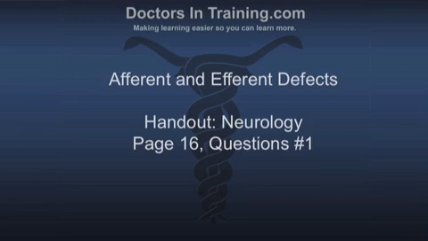The Marcus Gunn pupil is referred to as an afferent nerve defect. So let's talk about your afferent nerve defects and your efferent nerve defects. These are your handouts. Page 16 of your neurology handout, number 1.